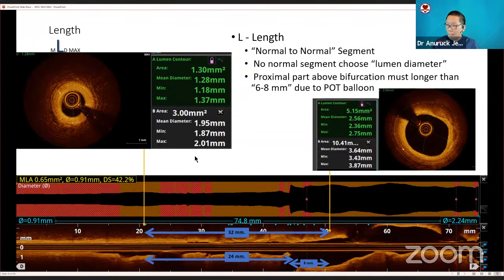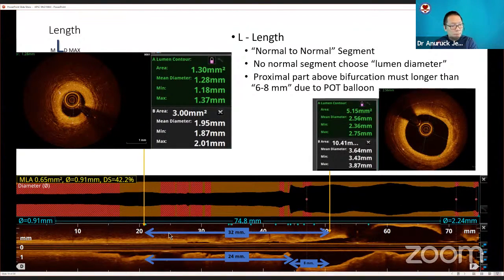The second thing is the length. You have to measure the length of this vessel. You have to see the lumenogram first. From this picture, you can see this is the largest part and this is the largest part from the proximal reference, so you can measure the length of the segment that you want to use. And don't forget that for the length that you choose, you have to check the tissue characteristic. That is the most normal tissue.